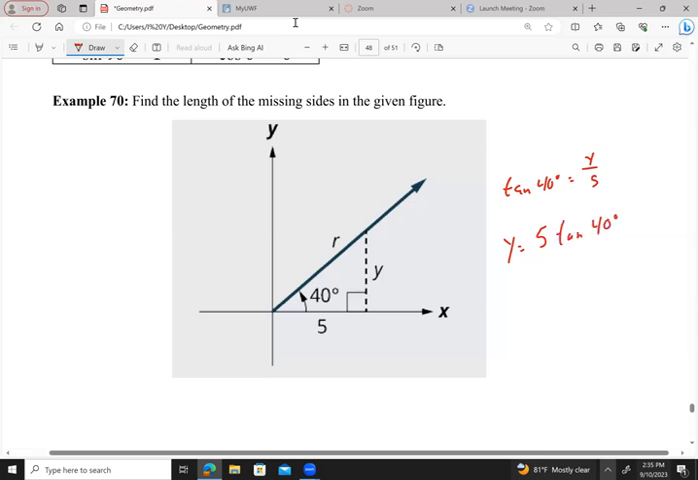Now, when we key this in the calculator, you don't have to hit degrees. You're in degree mode, so your calculator should know. So 5 times tangent 40, and I get 4.195. So now, which of our formulas, this is our adjacent, and we want to find R.